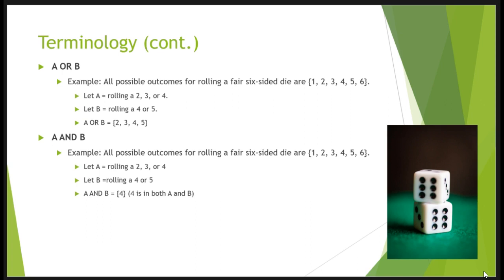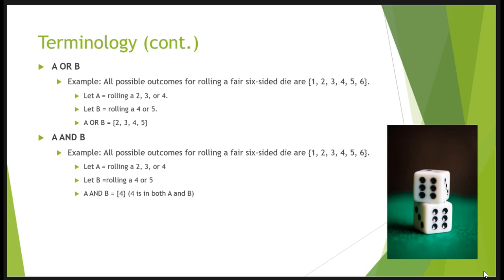Let A equal rolling a 2, 3, or 4. B equal rolling a 4 or 5. So the answer for A or B is everything in A, everything in B, and everything that is in both of them. So we don't rewrite any numbers. We don't repeat them. We write 2, 3, 4, 5.